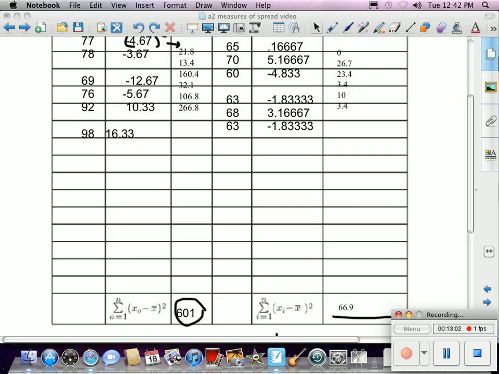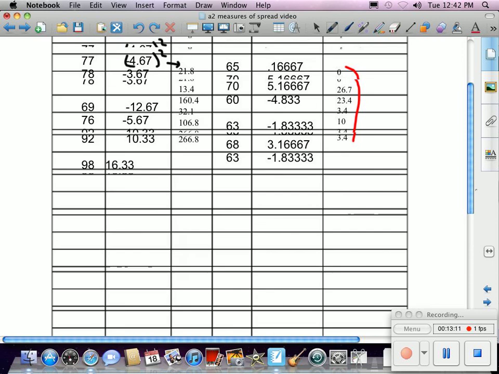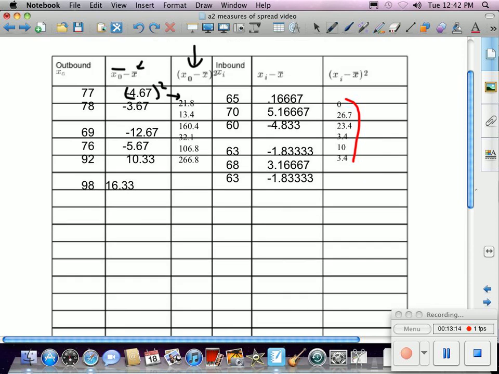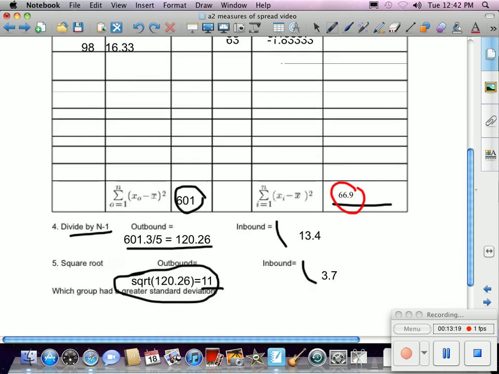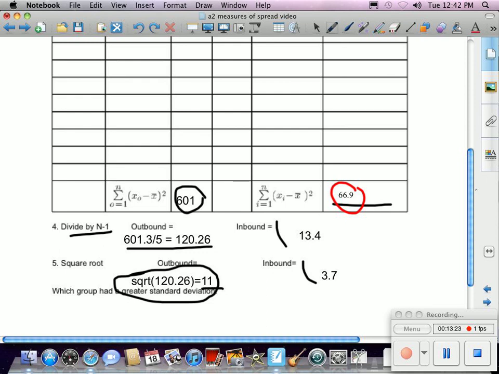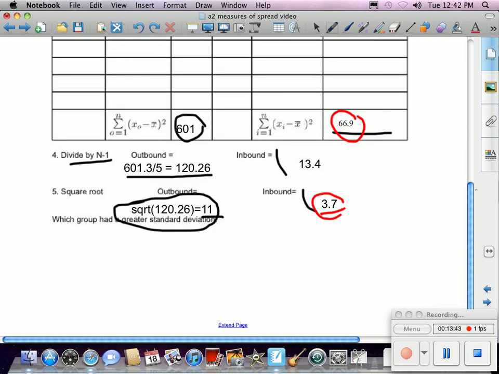Alright, so take a second, and here are my data points for the inbound data. Okay, my deviation squared for the inbound data. Here is my sum, rounded pretty heavily. Here is my 66.9 divided by 5, once again, because we had those data points. And then this is the square root of 13.47, or 13.4. So my standard deviation for the inbound data was 3.7.